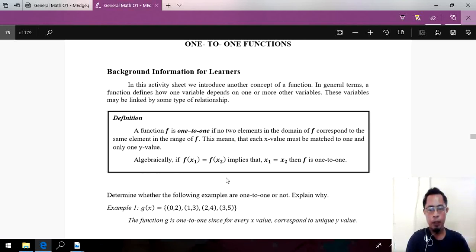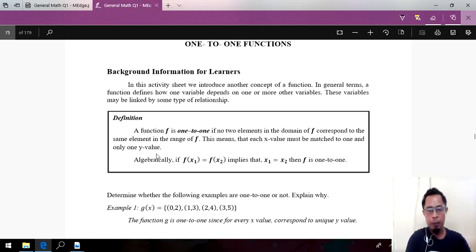Moving on, we are going to focus on a one-to-one function, and we're going to begin by having this definition. It says here, a function f is one-to-one if no two elements in the domain of f correspond to the same element in the range of f. Ano ibig sabihin nito? That each x value, which is the domain, must be matched to one and only one value in y, which is our range.